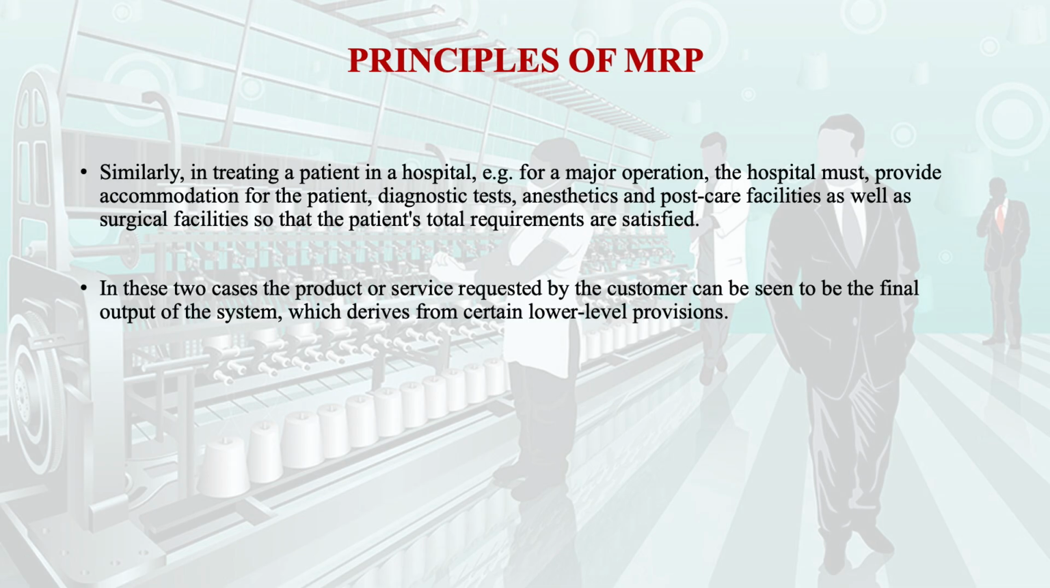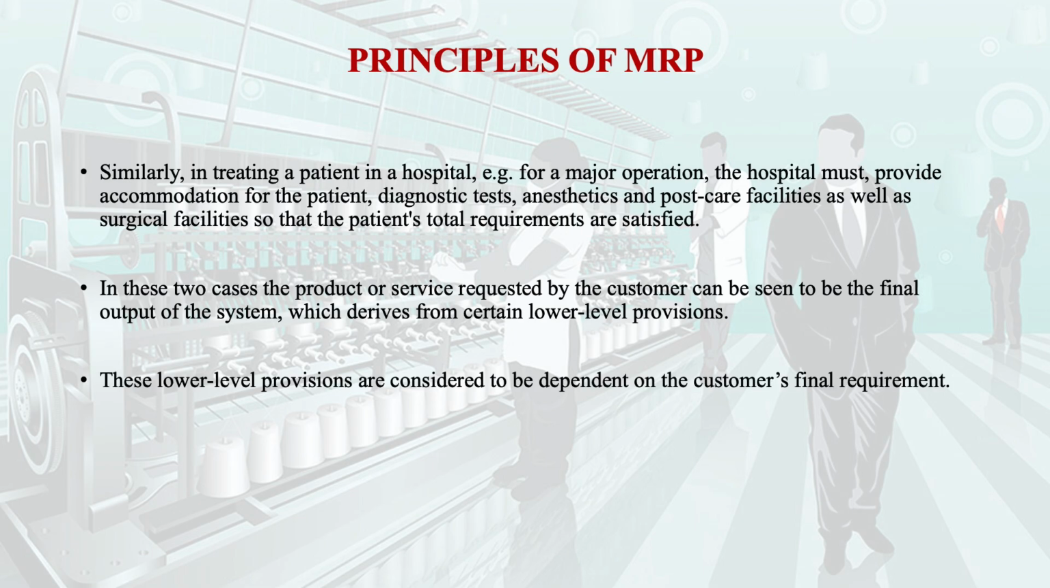In these two examples, whether it is a particular component or the hospital example, in all cases we can go for the final product only if we receive the subcomponents and the sub-assemblies of that particular final output. These lower level provisions are considered to be dependent on the final requirement. That means if the final requirement of the customer is 5 products, then how many components are required at the lower level? That is the principle of MRP.